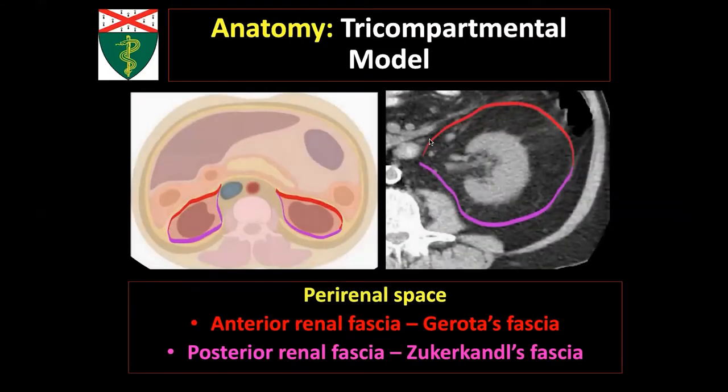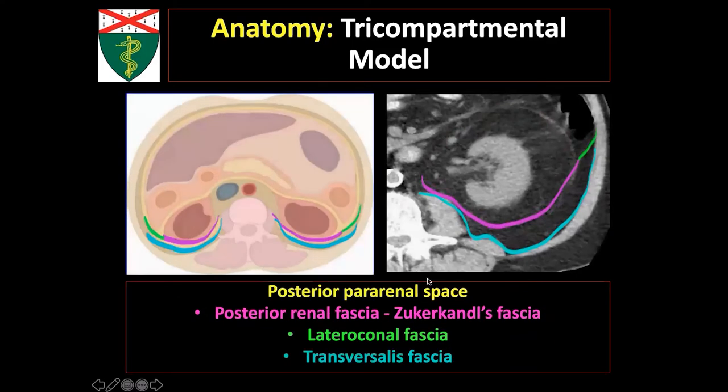The perirenal space is the space immediately around the kidney and is delineated anteriorly by the anterior renal fascia, or Gerota's fascia, and posteriorly by the posterior renal fascia, or Zuckerkandl's fascia, here highlighted in purple. And this, of course, contains the kidneys and the adrenal glands, which are not imaged on these images here, but also a variable amount of fat, lymphatic tissue, lymph nodes, and other things that we'll talk about a little bit later.